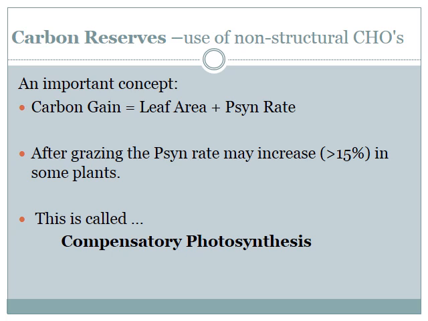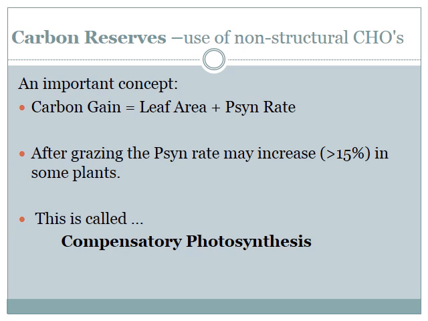I'm going to talk a little bit about carbohydrate reserves, because our ability to manage rangelands is affected by how we look at the resources the plant has for regrowth. Here's some important concepts. This term carbon gain is the amount of leaf area plus the photosynthetic rate. So if you've got a lot of leaf area and a high photosynthetic rate, you're going to gain a lot of carbon. So that term carbon gain comes from that.